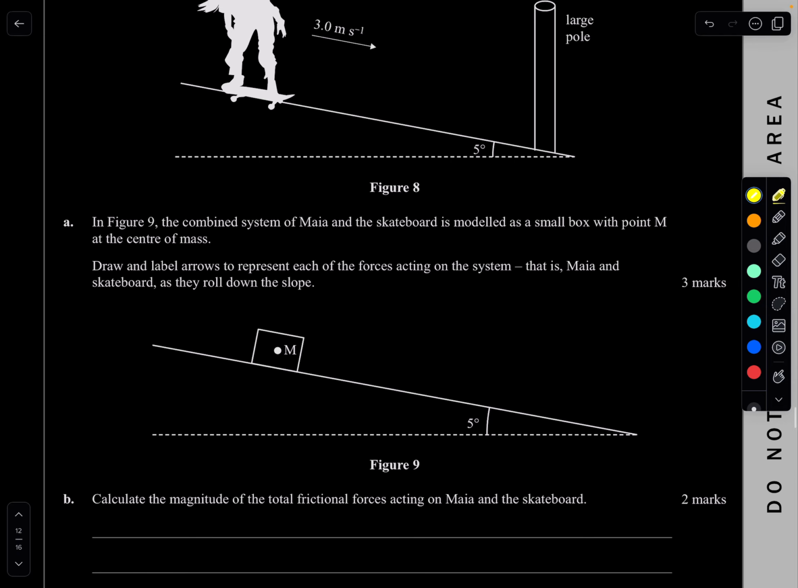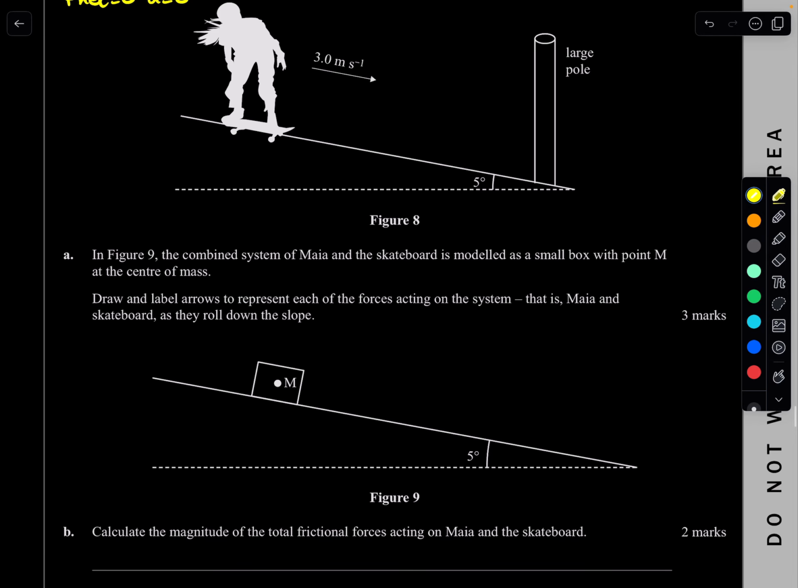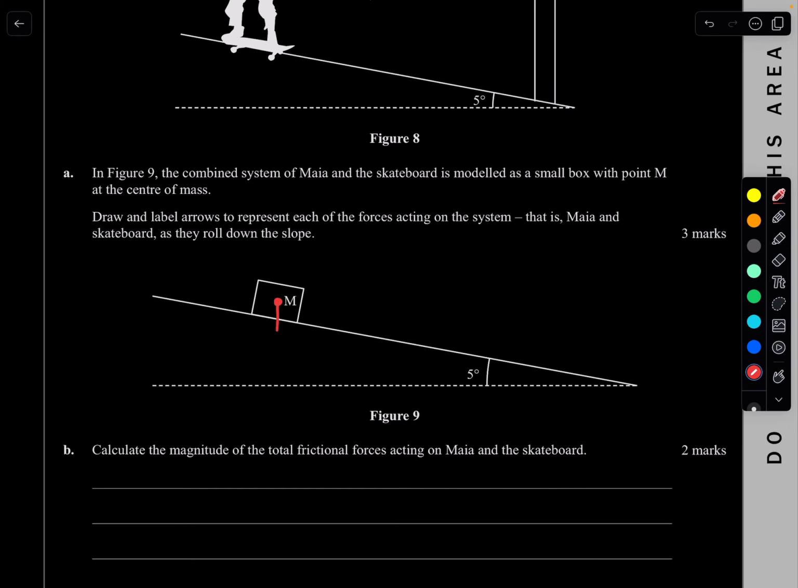In figure 9, the combined system of Maya and the skateboard is modeled as a small box with a point M at the center of mass. Draw and label arrows to represent each of the forces acting on the system, that is Maya and the skateboard, as they roll down the slope. Easy. So basically, of course, there's a force of gravity acting down, so force of gravity. Of course, we're going to have a normal reaction force that will be perpendicular to the slope, N.